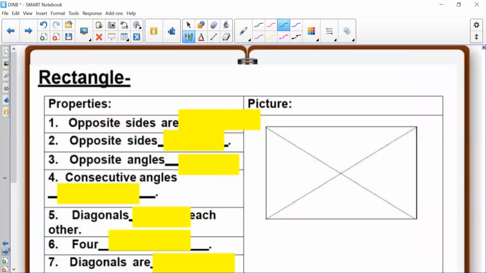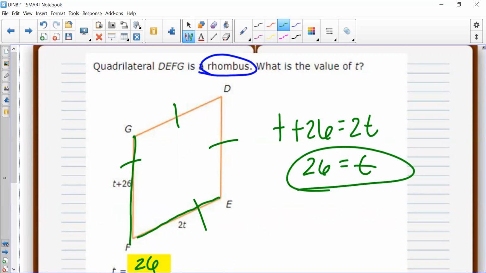All right, and that is everything for a rhombus. So you can now work on the IXL that goes along with rhombus.